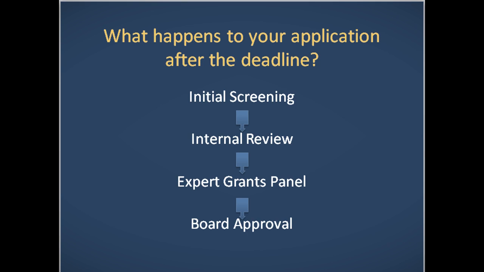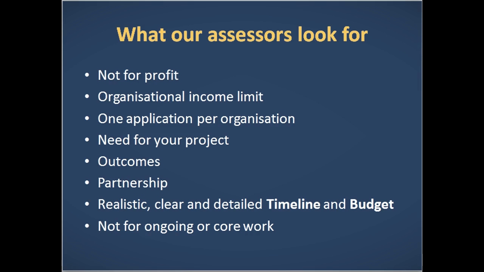Throughout this rigorous process, your application is carefully and thoroughly considered. Things that all assessors look out for include the following. They want to ensure that the applicant is a not-for-profit organisation that falls within the organisational income limit of the scheme where applicable. They want to see a clear, measurable and demonstrable need for your project. The application must not be for ongoing work or core costs. They look for a clear breakdown of project activities and projected outcomes, as well as realistic and detailed timelines and costings.